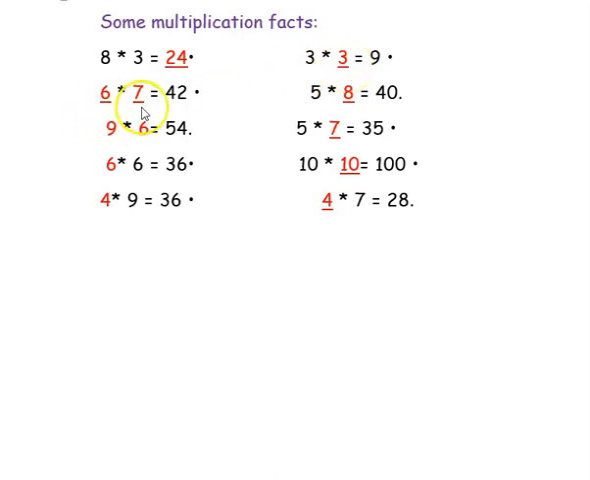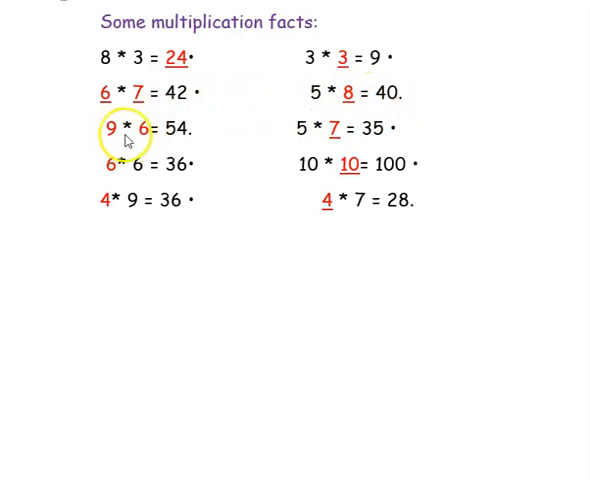So next is dash into dash equal to 42. So you have to think what number multiplied with what number you will get 42. So 6 multiplied with 7 will give you 42, or 7 multiplied with 6 will give you 42. That is 6 is repeated 7 times or 7 is repeated 6 times will give you the answer 42. Next is 5 into dash equal to 40. So if 5 is repeated 8 times, then you will get 40. So 5 into 8 is 40.